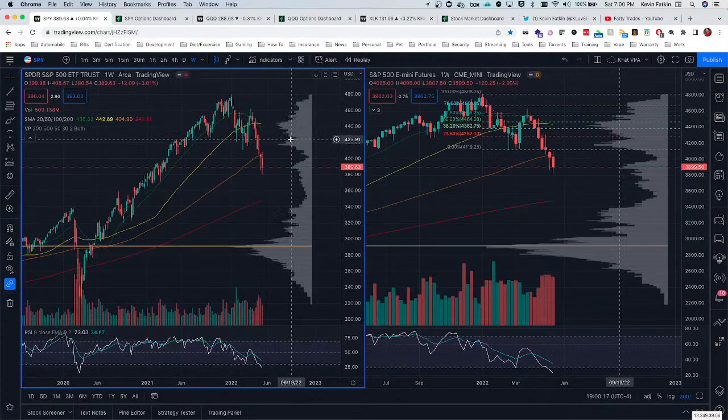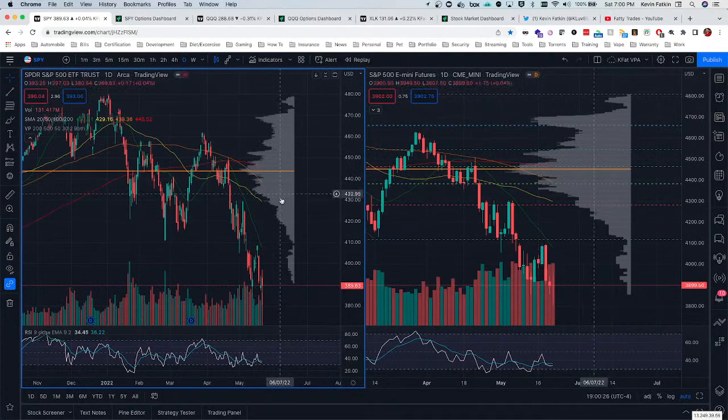So again, we're considering the 423 to 428 range would be where we top out before moving lower. So you could see that would take us right up about to the 50, where we probably see a rejection as this area comes into play, and then move lower.